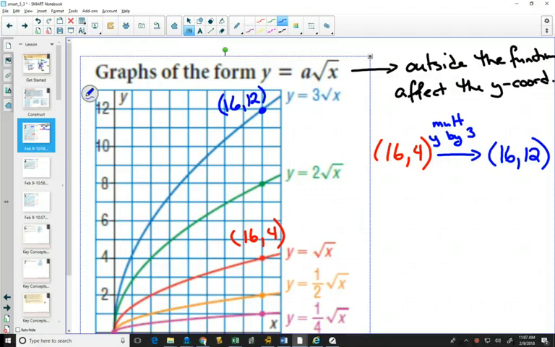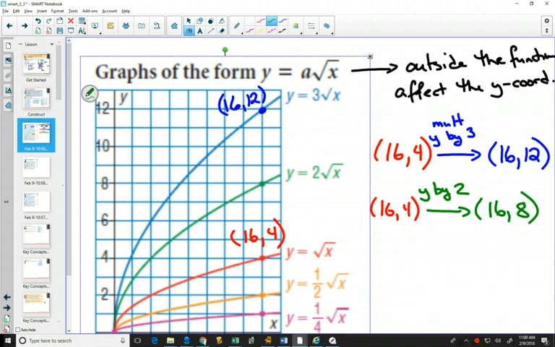If we look at our green graph, again, we have the point 16, 4. This time on our green graph, what are we doing? There's a 2. It's outside of the function. We're going to multiply y by 2. And if I just write y by 2, you can probably tell that it's multiplying, so you can do that to be a little bit shorter. If I multiply y by 2, that point is going to go to 16, 8. And sure enough, that's the corresponding point on that graph.